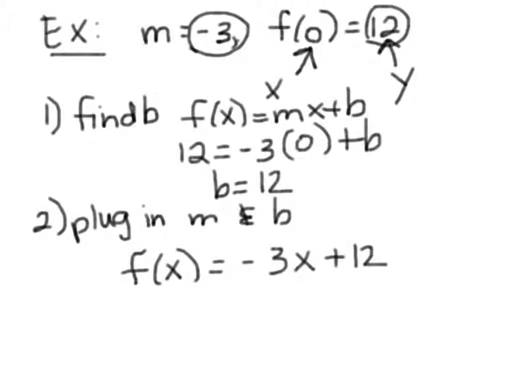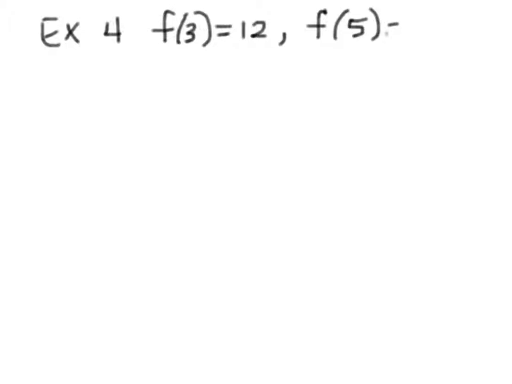So let's go down to example 4. Example 4 doesn't give you slope. It gives you two pairs of x's with their f of x. And what we have to do is find slope. Okay, well the top, we used to subtract our y's, but y is f of x. So we're going to subtract these two numbers right here. So we're going to say 12 minus negative 2.